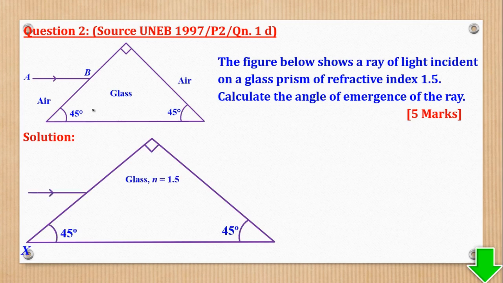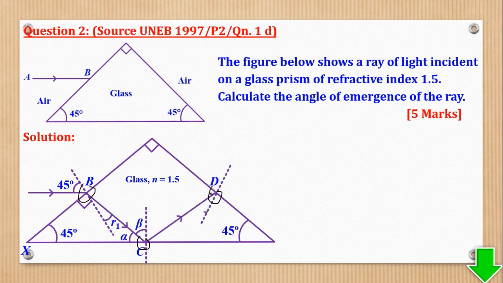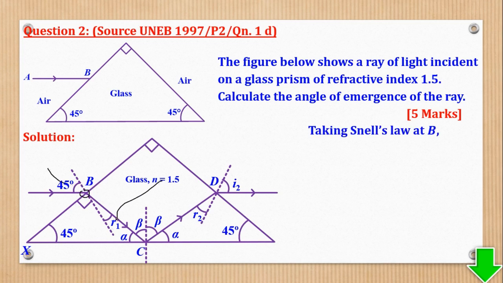So that will be the angle of incidence. At this point, it will be refracted to meet this other surface at C, where there will be total internal reflection to meet the third surface, and it will emerge out of the prism. Okay, so taking Snell's law at B, sine 45 is equal to n sine R1. So simplify and make R1 the subject.